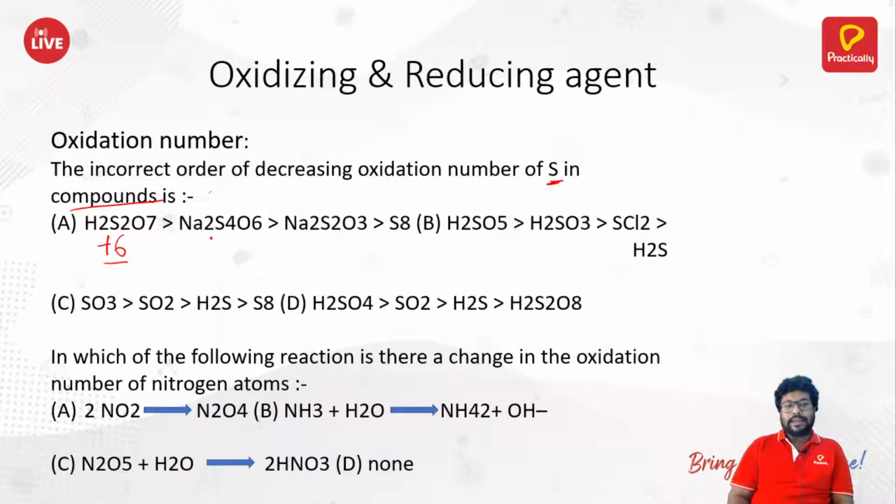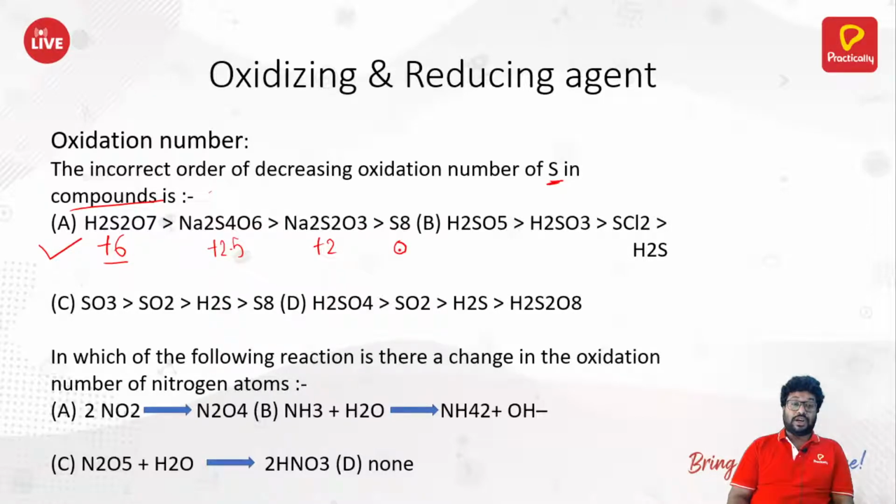That means each sulfur is in a +6. Then here, 6 into 2 is -12, -12 plus 2, 10. 10 divided by 4 is +2.5. Then here, 3 into 2 is 6, so -6 plus 2 plus 4, +4 divided by 2 is +2. And S8 is an allotrope of sulfur, so this is 0. So this order is correct, right? You're going from +6 to +2.5 to +2 and 0.